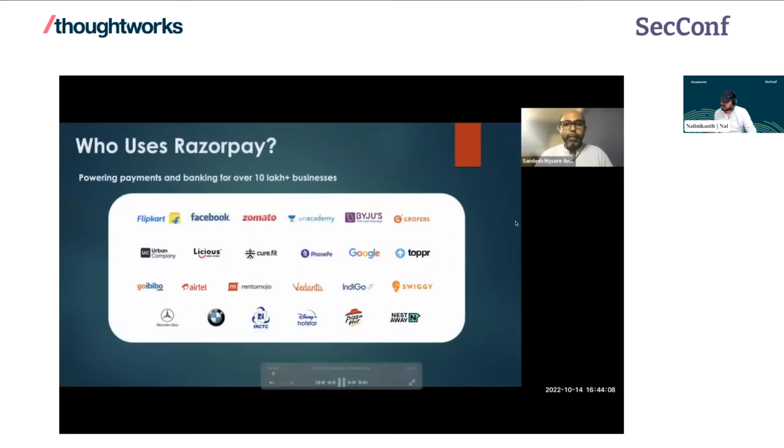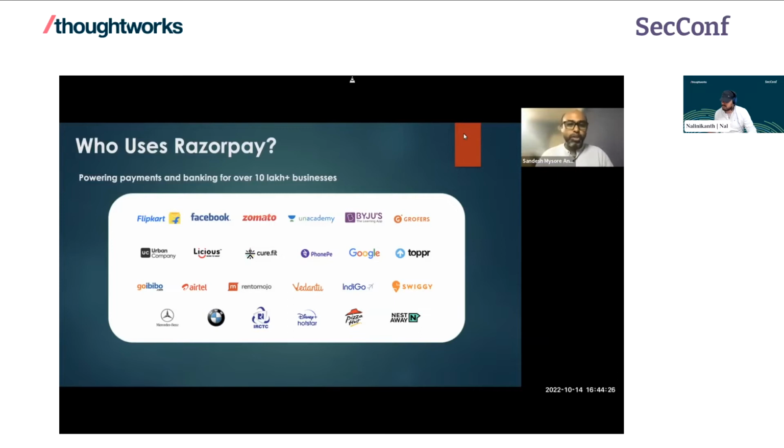Just want to start off by telling you a little bit about Razorpay, just setting the context. If you made any online payment in India, you probably use Razorpay, right? Because over 10 lakh businesses in India rely on Razorpay to power their payments.